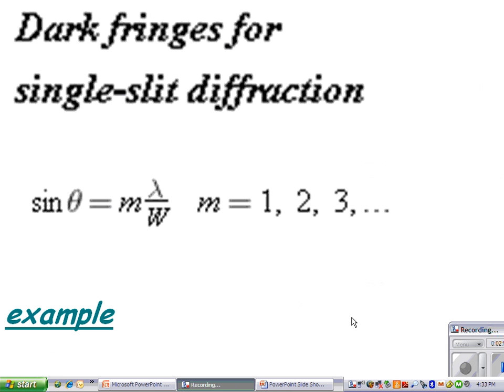So our equation is a very similar equation: sine theta equals m wavelength over W. And this again is for the dark fringes of a single slit, m equals 1, 2, 3, etc. And we have to realize this equation is for the dark fringes.